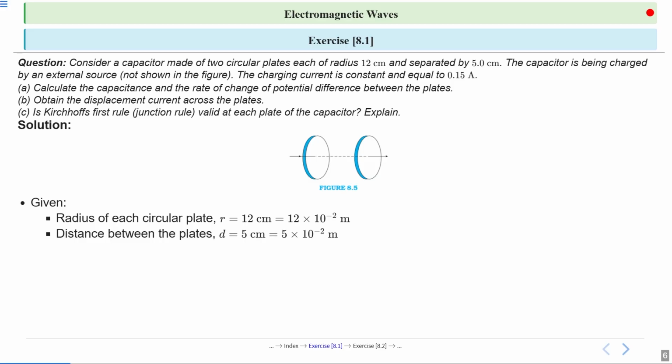Why are the distance and radius given? They are given to calculate the capacitance of the capacitor. So d equal to 5 centimeter, that is 5 into 10 to the power minus 2 meter. The charging current I equals 0.15 ampere. The permittivity of free space epsilon naught is equal to 8.85 into 10 to the power minus 12 coulomb square per newton meter square.